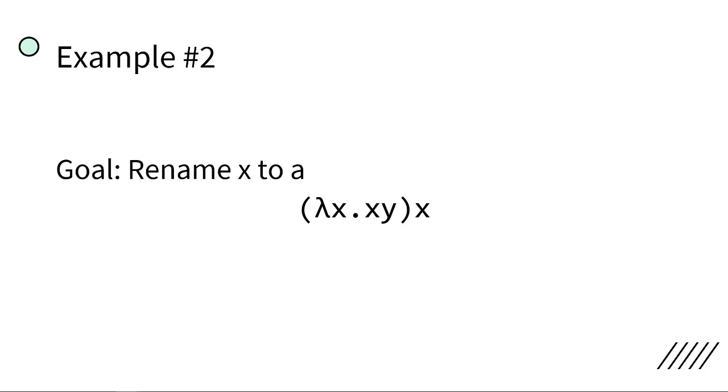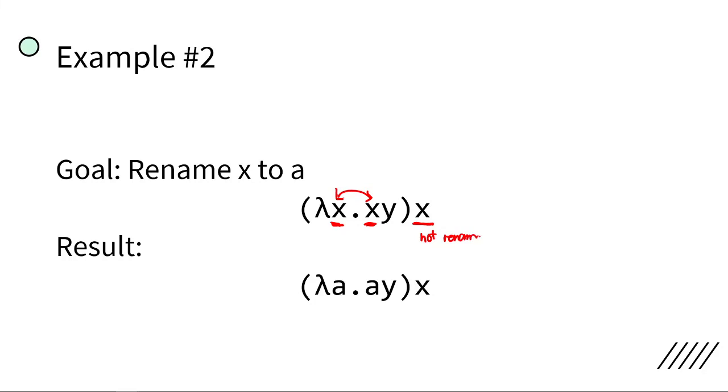So which x do we mean, which one do we rename? Actually, this x, because this x is bound to this. Meaning, this is the one we rename. So the result would be lambda a.ay then applied with x. Again, this one is not renamed, because it is a free variable.